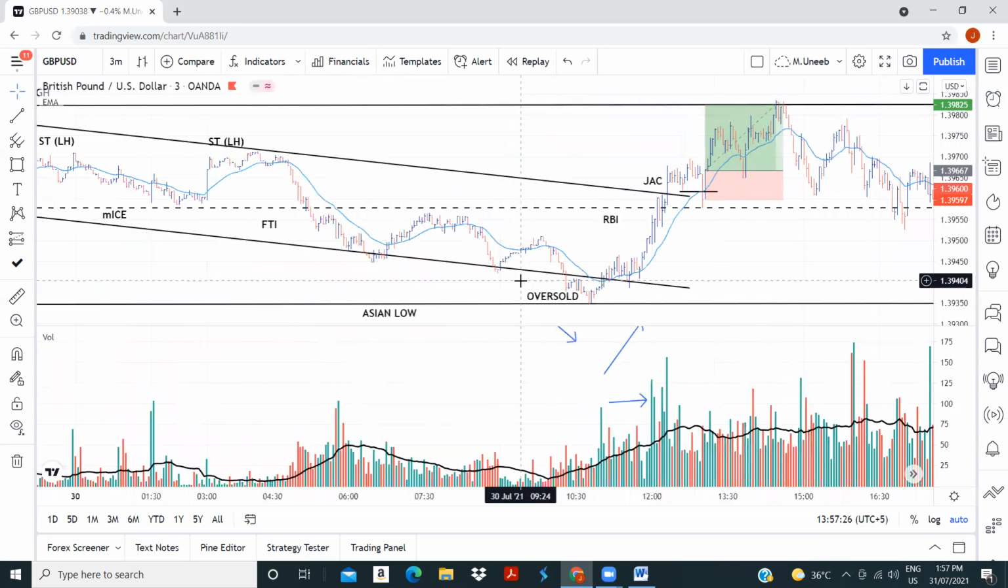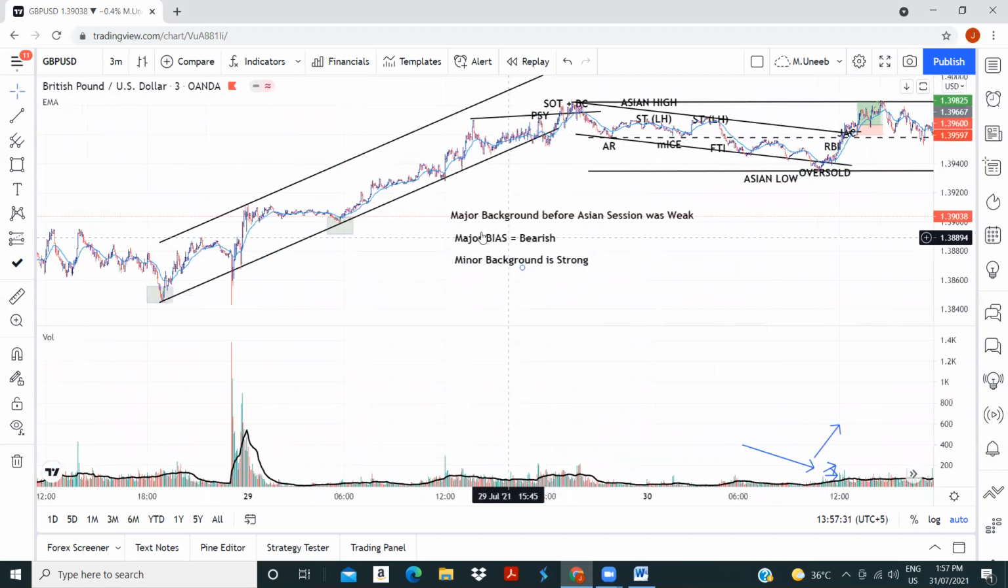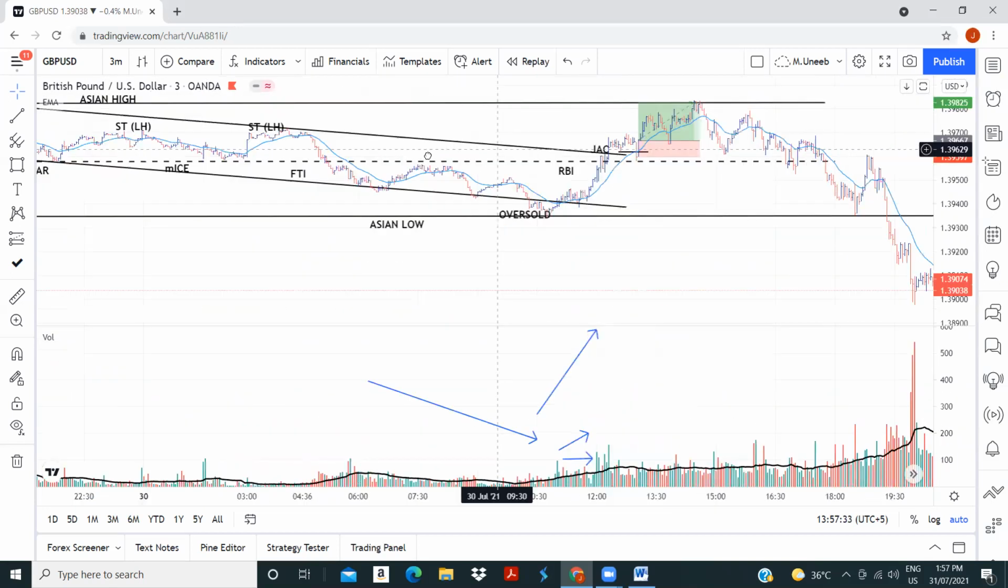Now, once we have an Asian high, we cannot target more than Asian high because we have a major sign of weakness in the background. Asian high will be a TP, take profit.